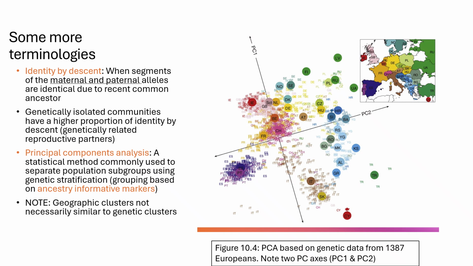I just want to introduce a few more terminologies. These terminologies are useful in population genetics. You may hear the term identity by descent, which is actually important in genetics. So what does identity by descent mean? When segments of maternal and paternal alleles are identical due to a recent common ancestor. Say in a random population where the mother of a particular person and the father are completely random genetically, then you wouldn't have identical segments between the mother and the father.